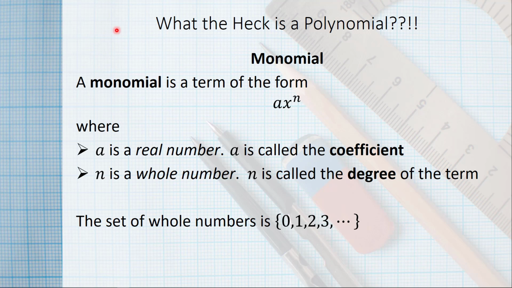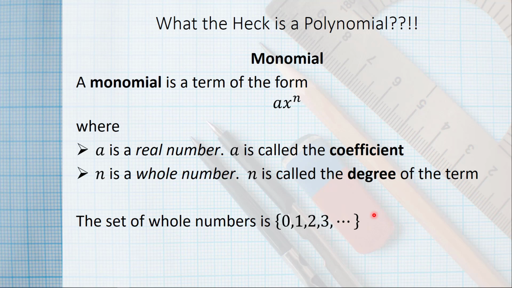So, before we can describe what a polynomial is, we have to discuss what a monomial is. And a monomial is a term of the form a times x to the nth power, where a is some real number, we call it the coefficient, x is actually our variable, and n is the whole number, and we actually call the whole number the degree of the term. And recall that the set of whole numbers is the set 0, 1, 2, 3, all the way up. So basically, whole numbers are integers that are not negative.